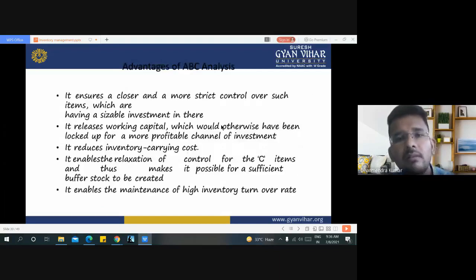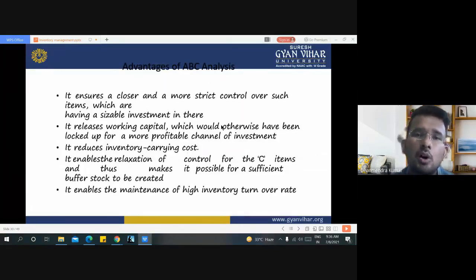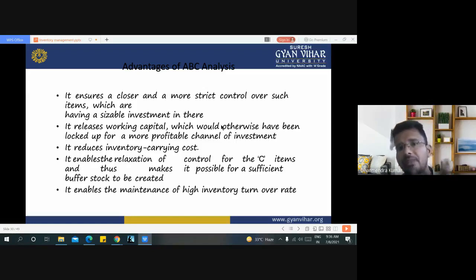Here are some advantages of ABC analysis. It ensures closer and more strict control over items which have a sizable investment in them. We can also say that, as an advantage of ABC analysis, we distinguish the products according to the total cost of inventory invested, and also as related to the total number of components.